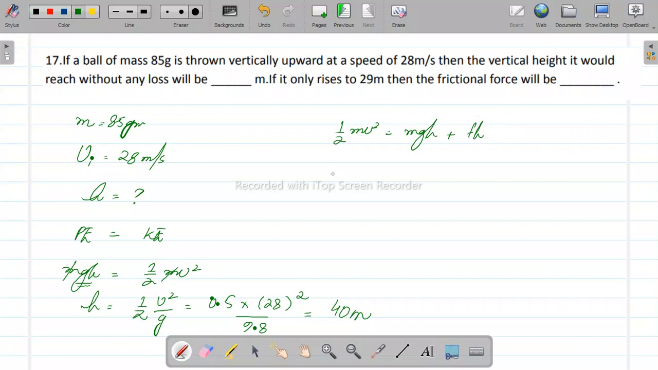Then we have kinetic energy, mass is 85 gram, we'll convert it into kilogram by dividing it by 1000. Then square of the velocity, that is 28 square. Then we have mass again, that is 0.085, gravity is 9.8, height now 29 meters, as I mentioned that if it was 40 meters earlier, now it should be less than that. 29 plus force of friction is what we need to calculate, and height they have now mentioned, it is 29 meters.